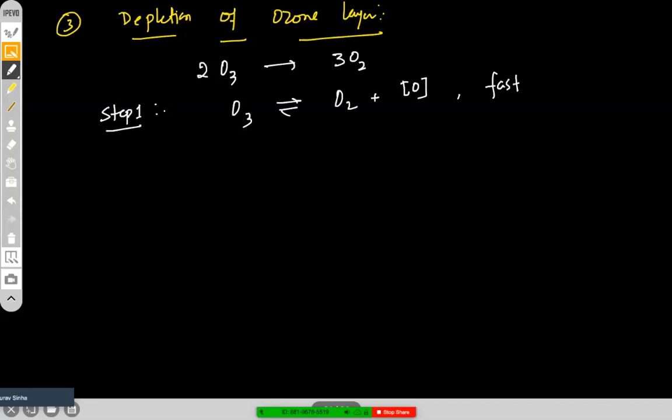Step two is O3 further combines with this nascent oxygen and we get 2O2. This reaction is slow. Suppose this we have K dash and this we have K1. Find out the rate law expression for this. You will get this question in a textbook also. If you solve the multiple choice questions, it is there.